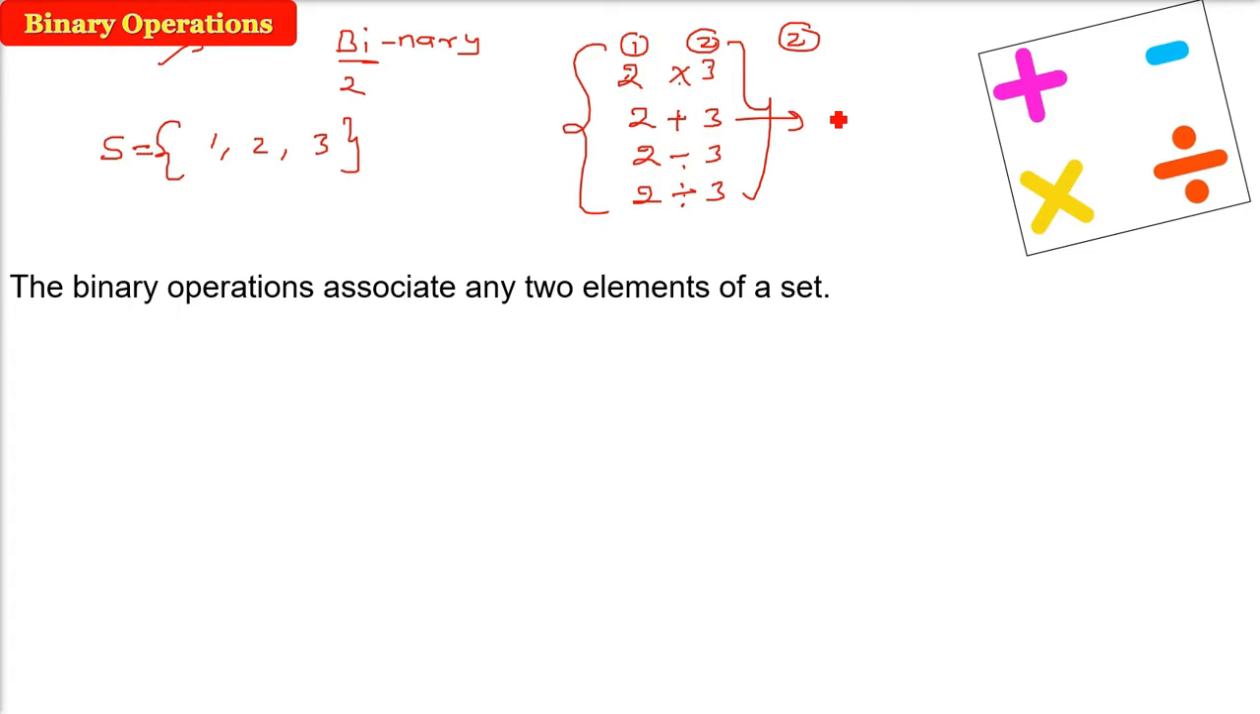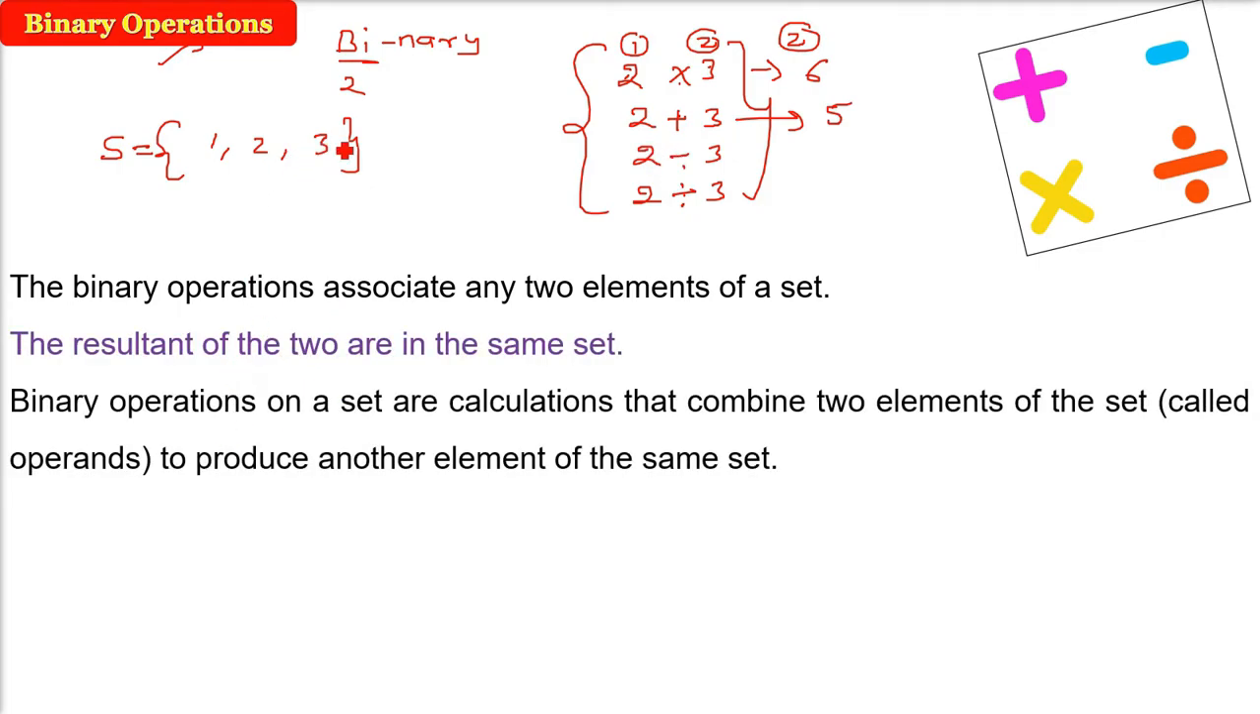So what do you get? 2 times 3 is 6 and 2 plus 3 is 5. But this 6 and 5 is not in this set. So this is not a binary operation. Because for the binary operation to hold, the resultant value of the operation should be inside that set only. That is, you take two operands from the set and now the operated value should be in this set.